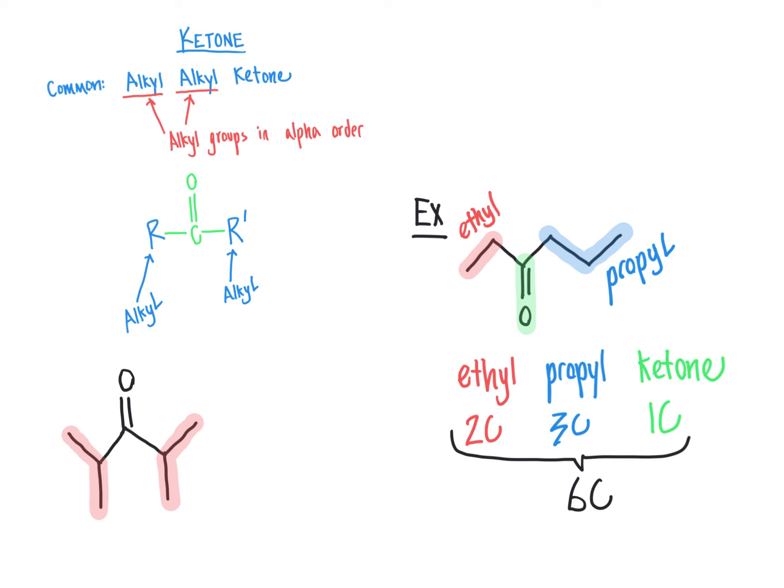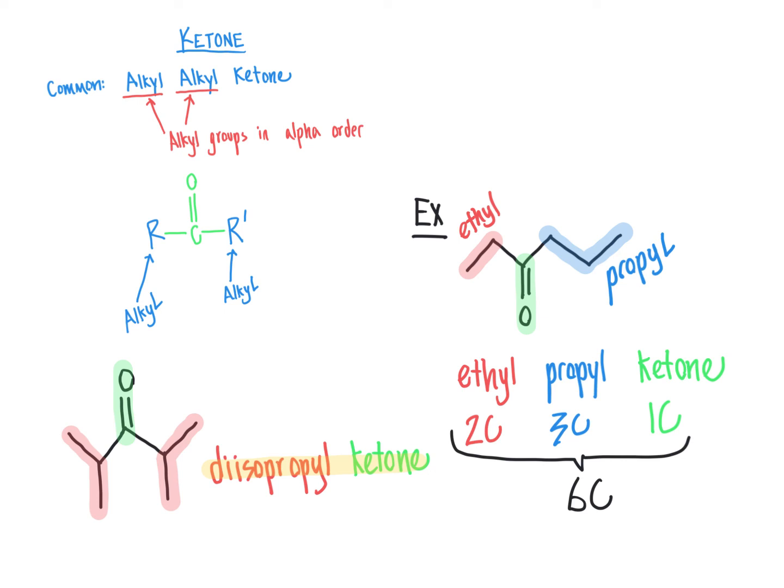So rather than calling this isopropyl isopropyl ketone, to streamline things we just call it diisopropyl, di meaning 2, and there's 2 isopropyl groups. So diisopropyl, and then plug in the term ketone to indicate that those 2 isopropyl groups are bonded to our ketone group. So this would give us our full common name for this particular molecule, diisopropyl ketone.